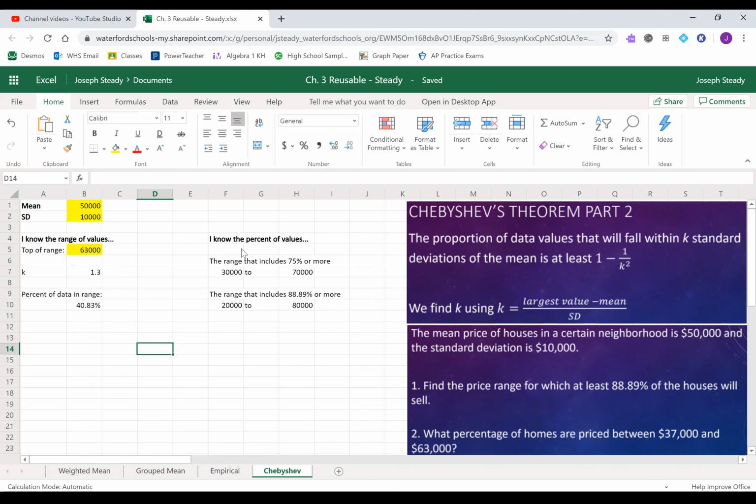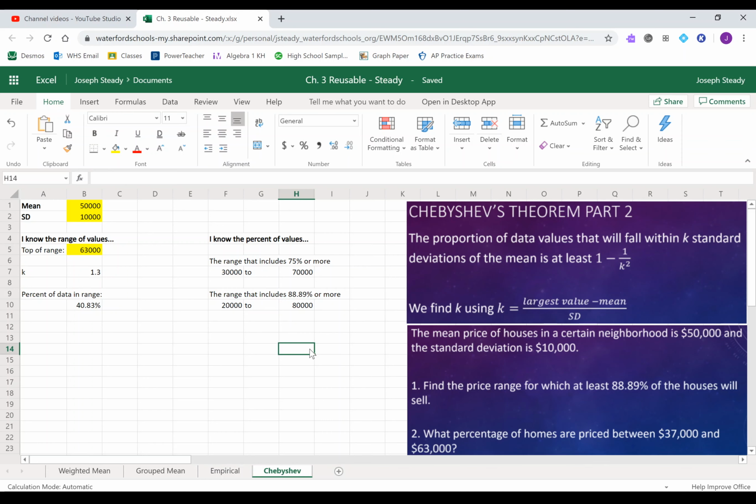So we have two different setups we can use here. In general, to answer any one question, you will only use one or the other, but sometimes they can both be used to answer a question, and they should both get the same results. Now, we didn't actually answer part 1 of this question, so let's do that right now. The price range for which at least 88.89% of the houses will sell. Well, if we look here, 88.89%, that's right there. So that price range is $20,000 to $80,000.